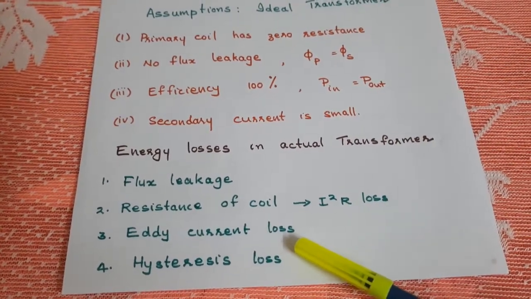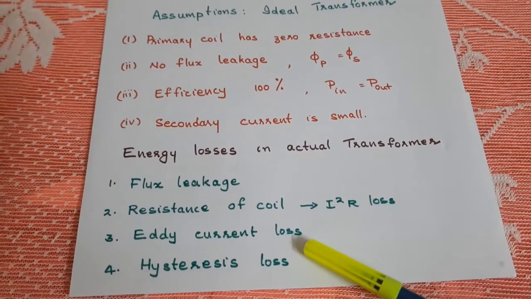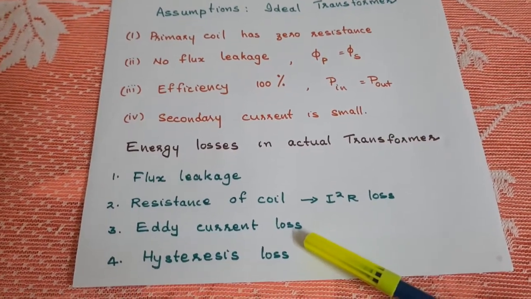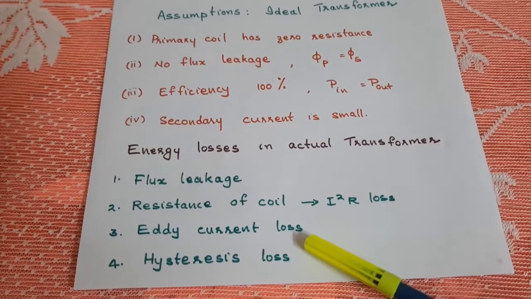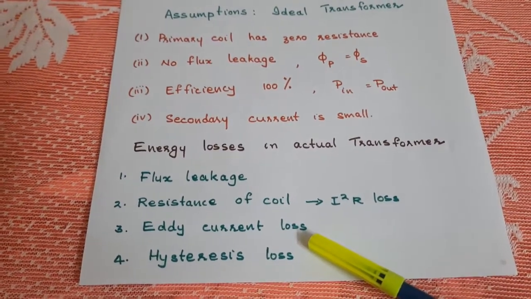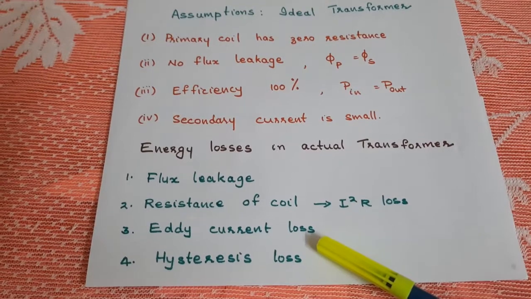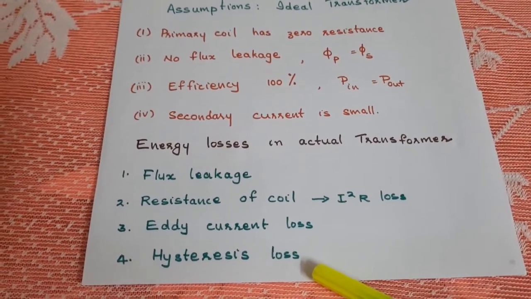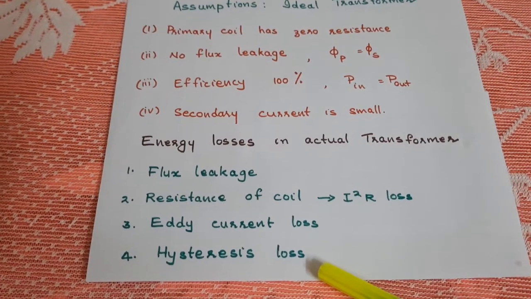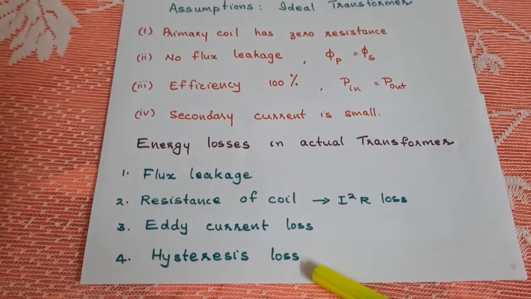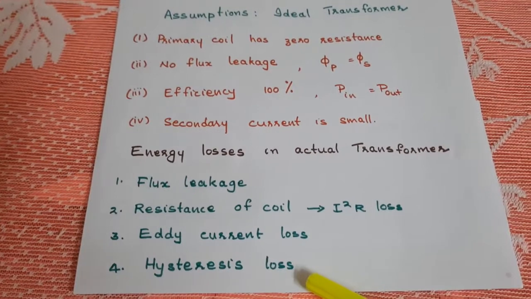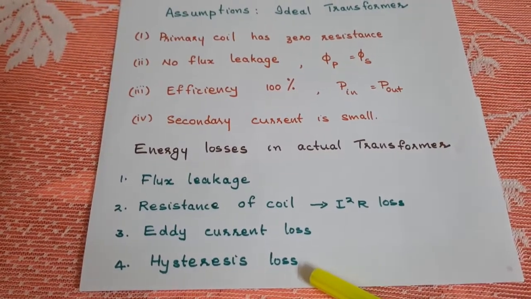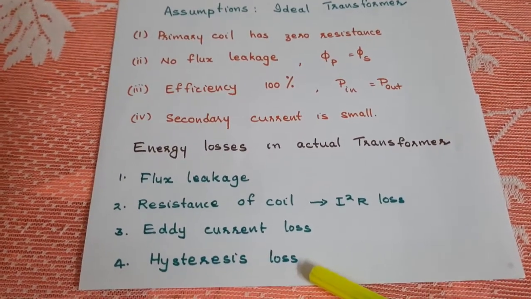Since soft iron is used as the core, eddy currents are induced in the core, so there will be some energy loss. It is known as eddy current loss. Since soft iron is a ferromagnet, it undergoes magnetization and demagnetization continuously. So there is some energy loss. It is called hysteresis loss.